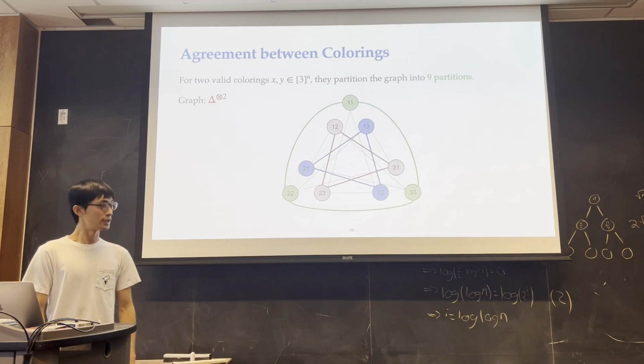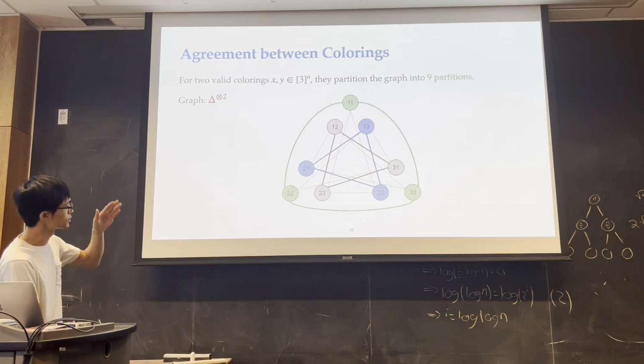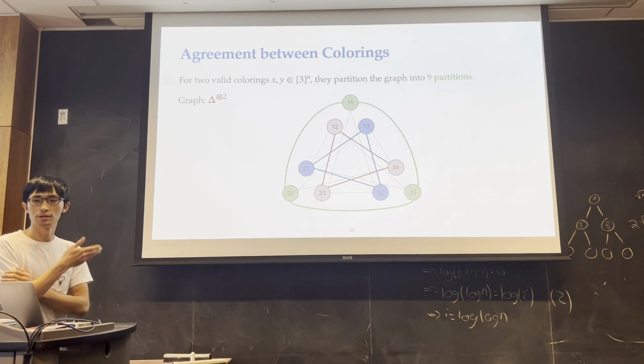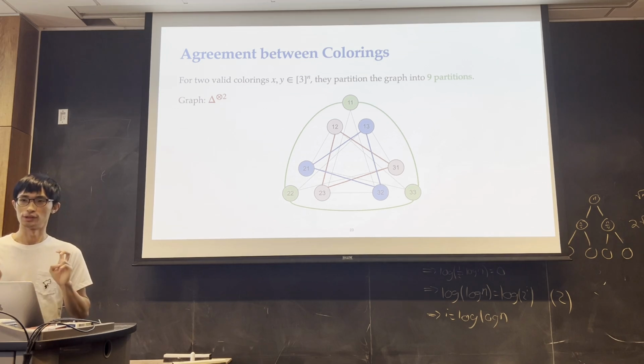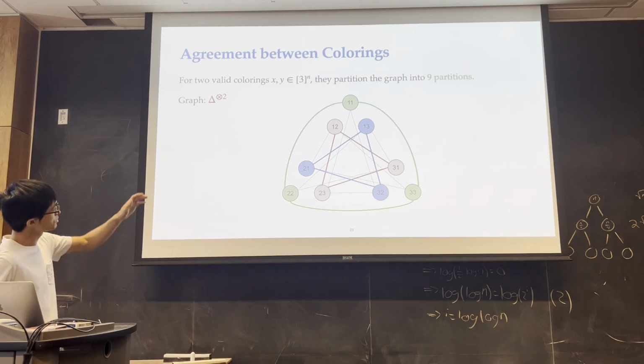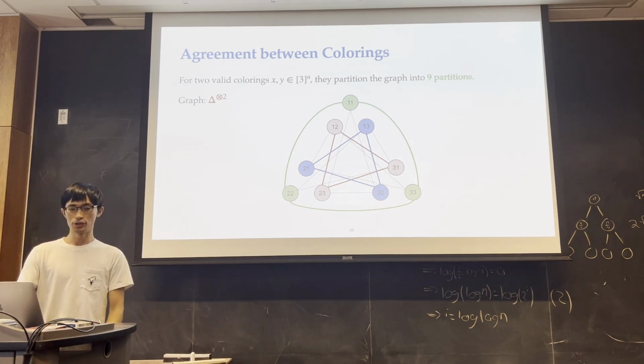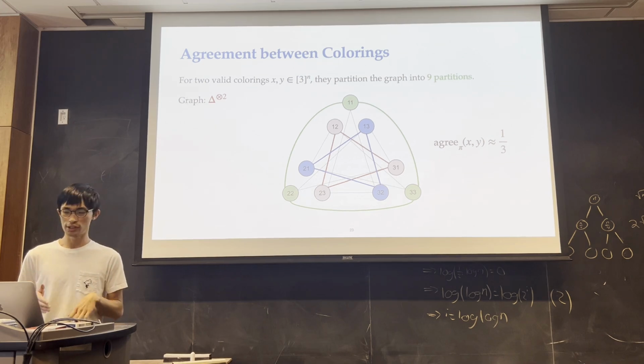Okay, and I've highlighted a few triangles. There are 3 triangles that are highlighted. These exactly correspond to the agreement according to a permutation. So for example, the green one is the identity permutation. So for 2 roughly random colorings, we should expect the agreement to be roughly 1/3.